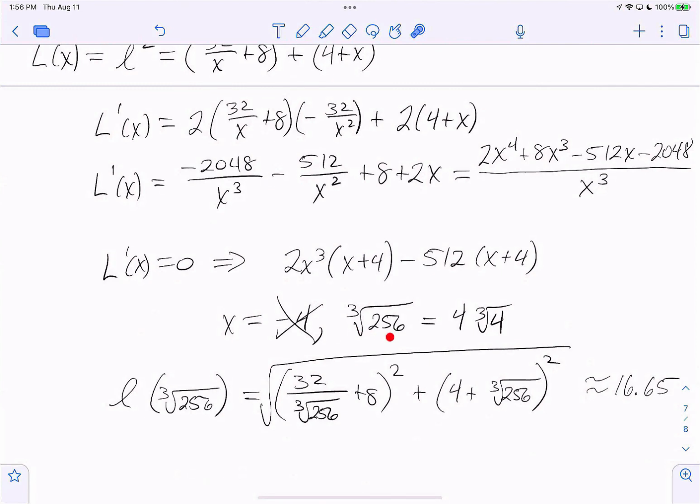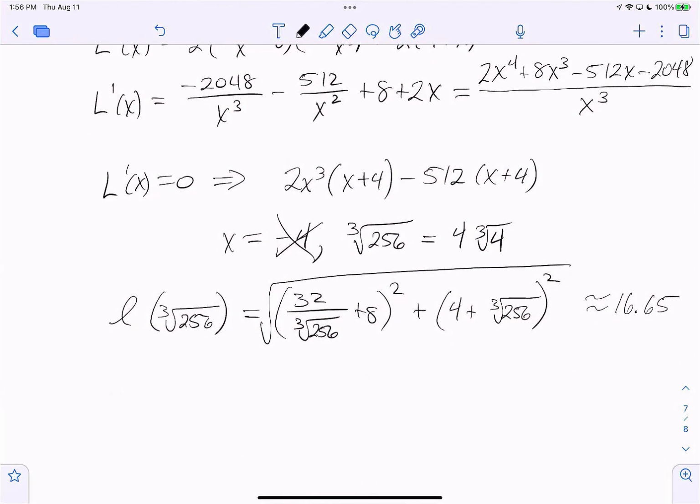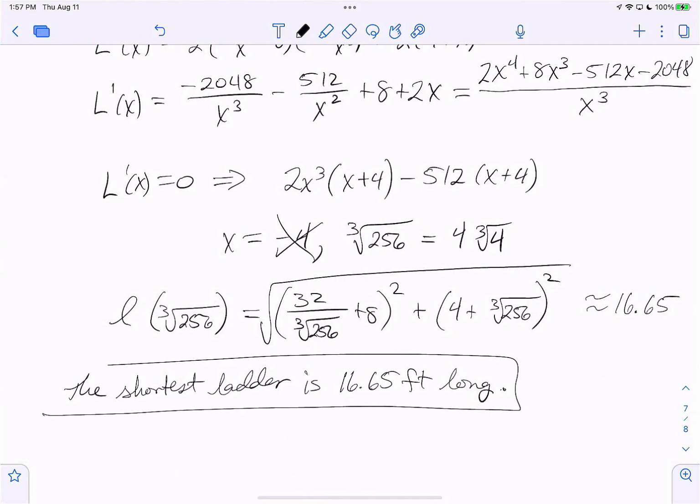The cube root of 256, though, is going to give me an answer for L, which is the square root of a squared plus b squared, essentially. And so I get about 16.65. So the shortest ladder is 16.65 feet long.